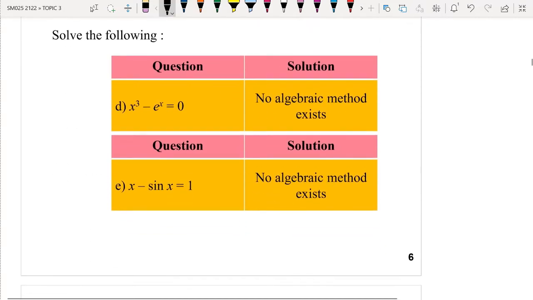But how about, let's say we have an equation of x cubed minus e to the power of x equal to 0, or x minus sine x equal to 1. There's no algebraic method that exists in order to find the value of x in this case, and that's why we classify this as solution for nonlinear equation, and that's what we learn in this topic.